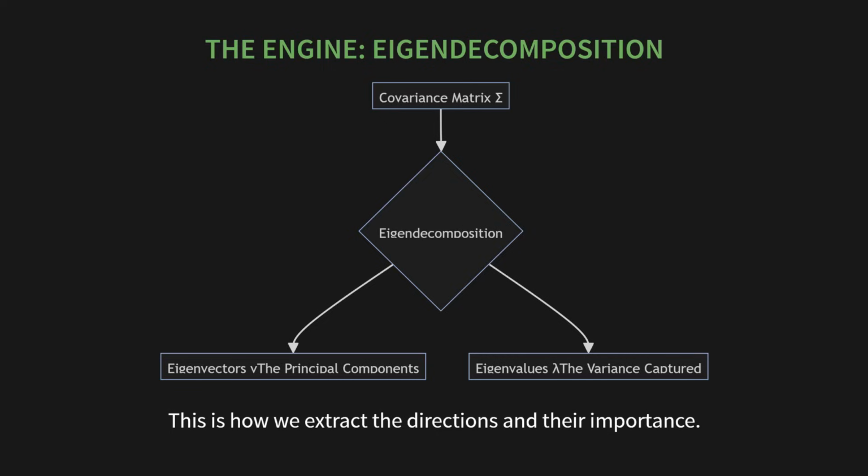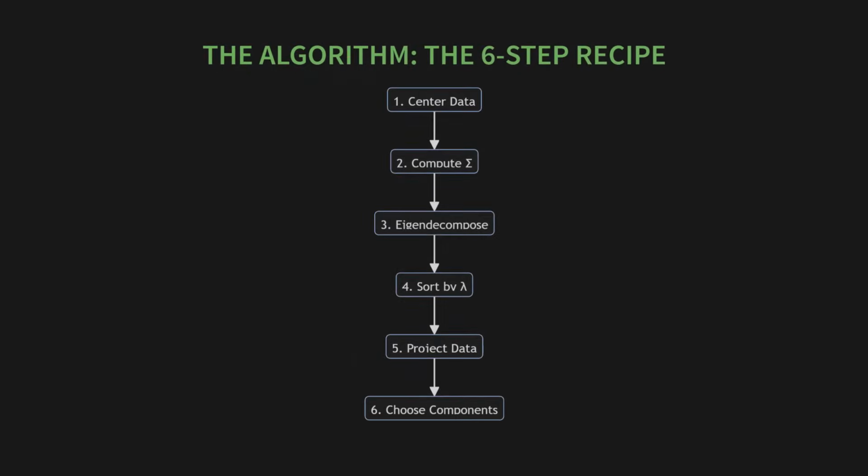And we packaged this entire powerful idea into a simple, repeatable process, the 6-step recipe. You can see it here on the screen. Step 1, center the data. Step 2, compute sigma. Step 3, eigendecompose. Step 4, sort by the eigenvalues. Step 5, project the data. And finally, step 6, choose your components. That's the blueprint, from messy data to clean, interpretable insight, every single time.